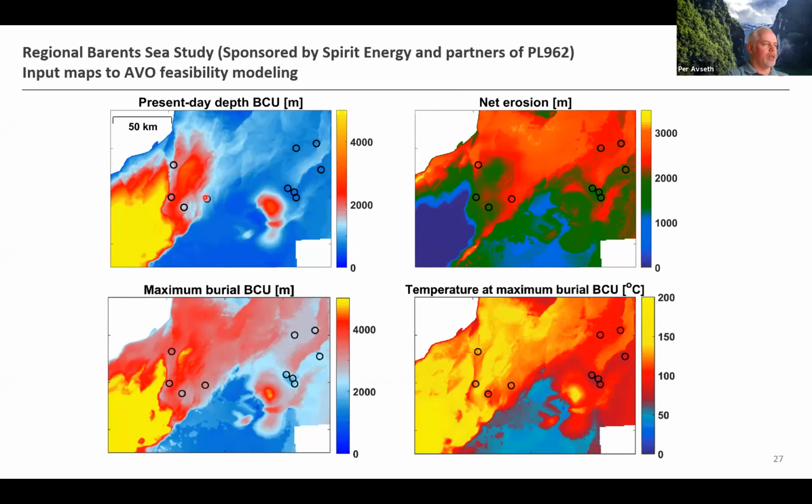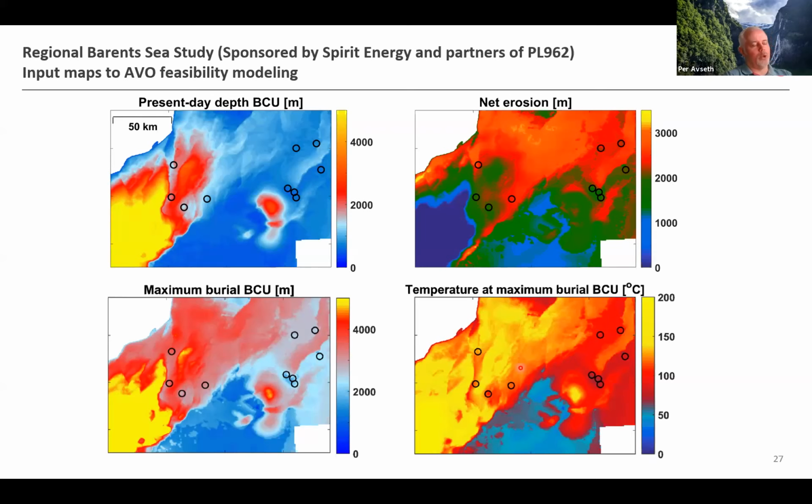And what you see here, there is some interesting structures. And we created a net erosion or uplift map from seismic velocities. So here you see the uplift map showing red is more than 2 kilometers uplift, and blue is almost no uplift. So you see the drastic changes in the uplift in this area. And then you have the maximum burial that we can estimate, combining the present day depth and the net erosion. And you see also that the maximum burial is varying quite significantly over this area. And this is the temperature during the maximum burial.